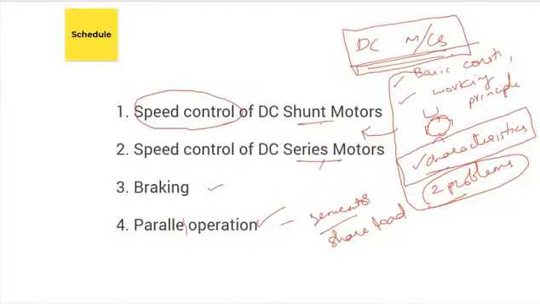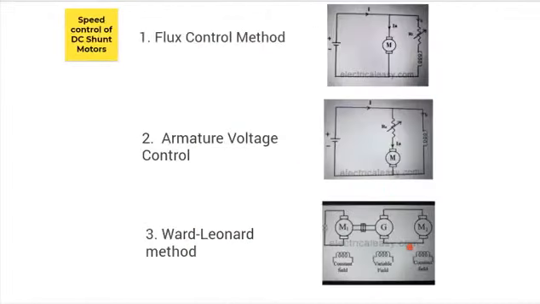Motors, right? So DC shunt motor, speed control of DC shunt motors. There are three methods coming under speed control of DC shunt motors. So the first method is flux control method. Before going to what is given in this circuit diagram, I will tell you how it is controlled.